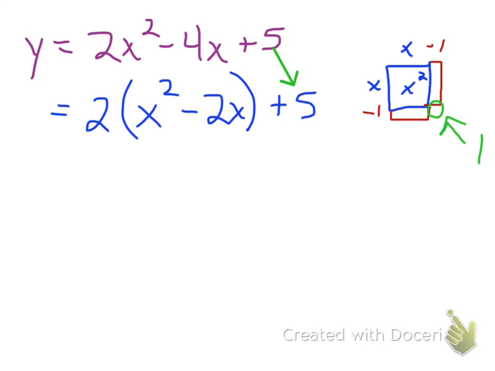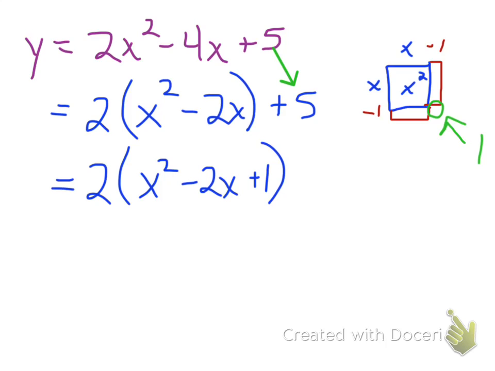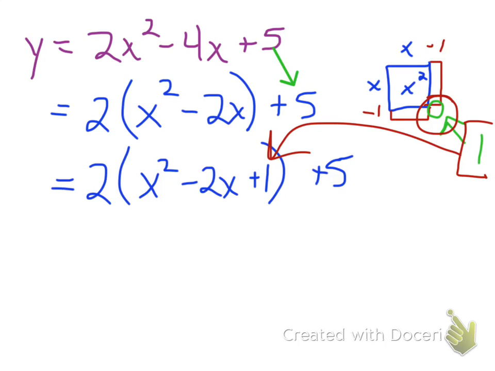So when I make that set of parentheses into a square, I have 2 on the outside. I have an x squared minus 2x plus 1. My plus 5 is still on the outside. The problem now is that this 1, that box right there, this 1 that I just added to the problem, which is right here, I've just added that to the problem. It was not part of the original problem. It was not at all in this step here. So what I need to do is subtract that away.